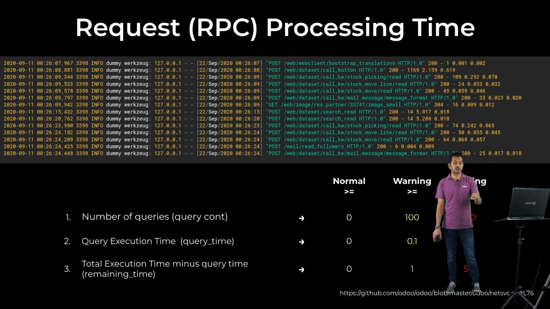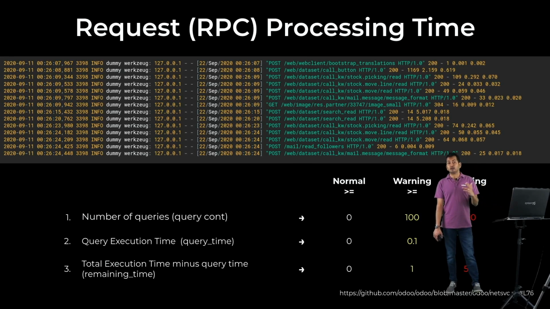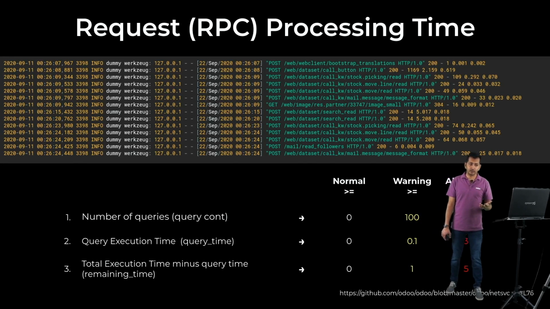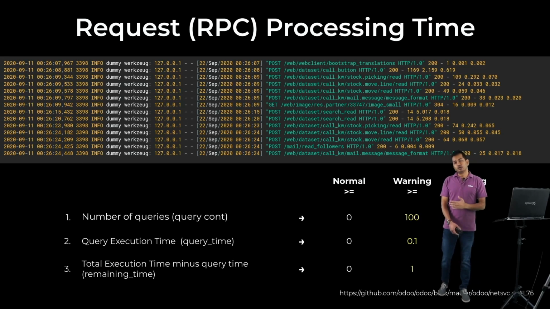Similar to that for query execution time. If your query execution time is 0, then it's white. If your query execution time is between 0.01 and 3, then it will be yellow, and if it's more than 3, then red. And similar to that, if the total execution time is between 0 and 1, then normal, white; 1 to 5 is yellow, and above 5 is red, alarming. So right off the bat, by reading the log, you can tell where the problem is. Is the problem at the database level, or at the Odoo level?